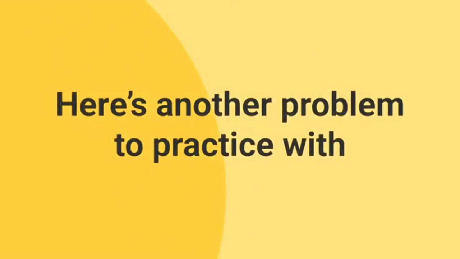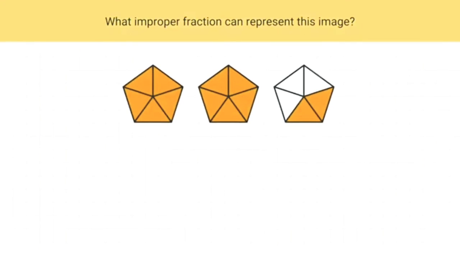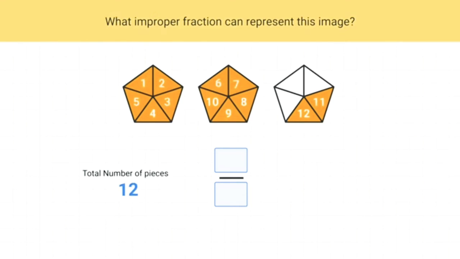Here's another problem to practice with. What improper fraction can I use to describe this image? To start, what should the numerator of the fraction be? The numerator is the number of shaded pieces we have. Here, there are 12 shaded pieces, so the numerator is 12.